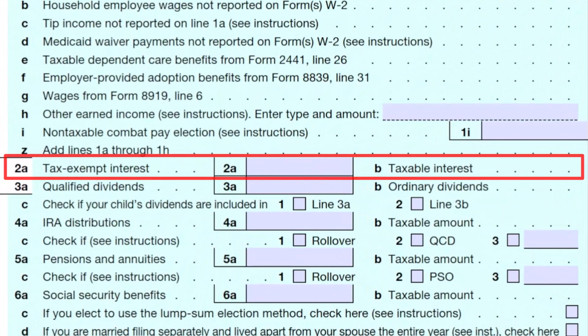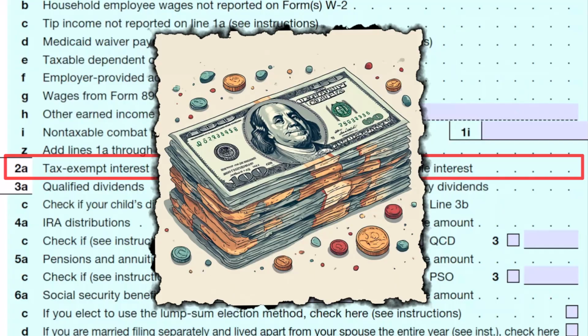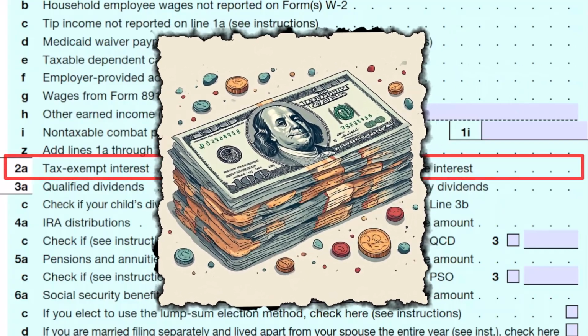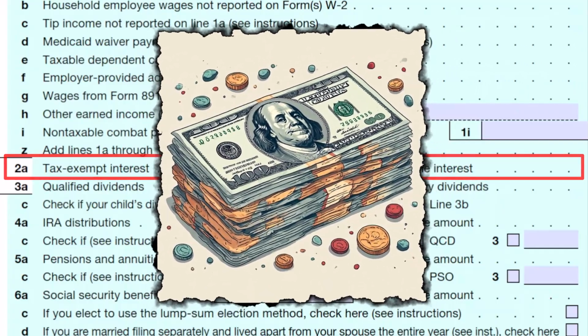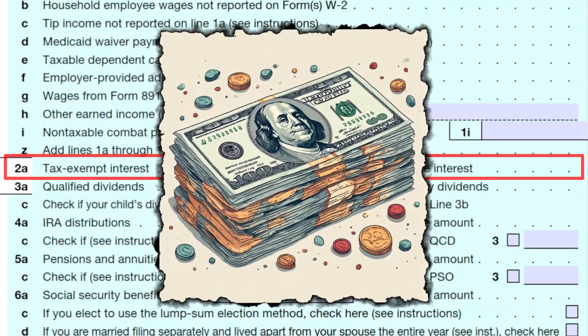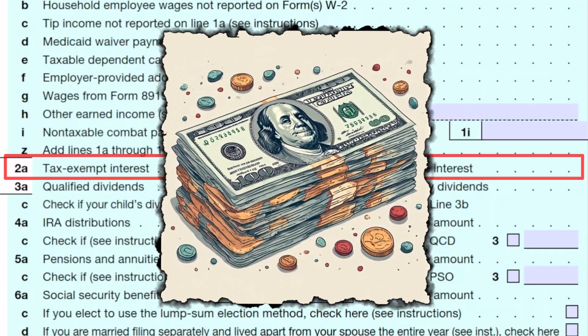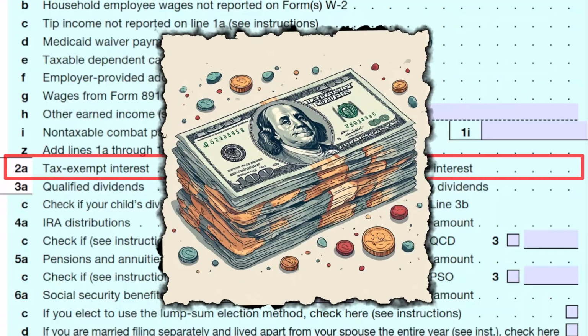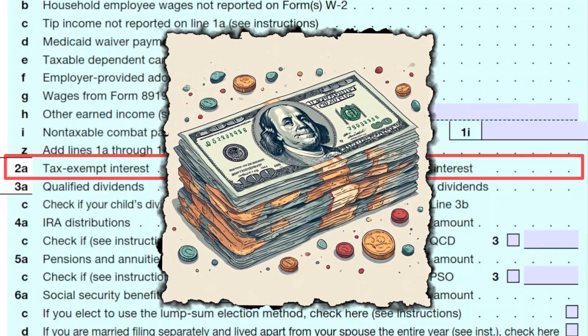Let's examine Line 2A, which tracks interest income that is legally excluded from federal taxes. This typically includes interest earned from municipal bonds issued by state or local governments. For example, if you earned $500 from a City of Lahore municipal bond, that amount is entered here to inform the government of your total cash flow without adding to your tax bill.